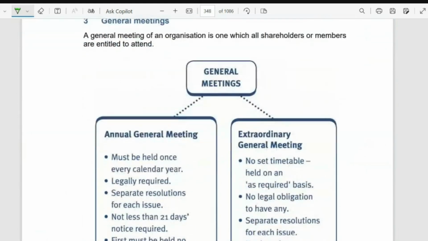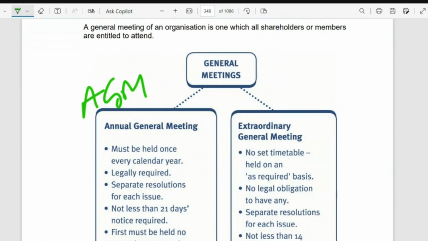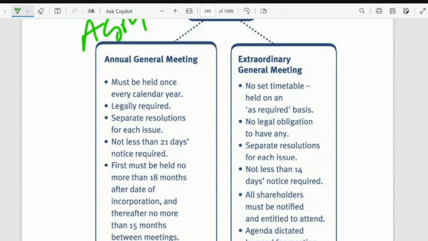So now these are the general meetings. The Annual General Meeting, like AGM, and then the Extraordinary General Meeting, also called EGM, if it is required. The AGM must be held once every calendar year, legally required.